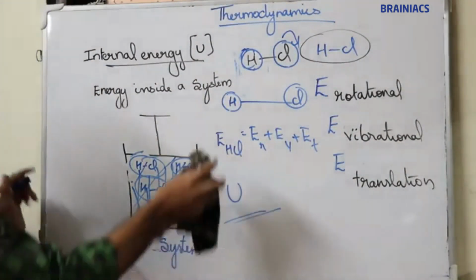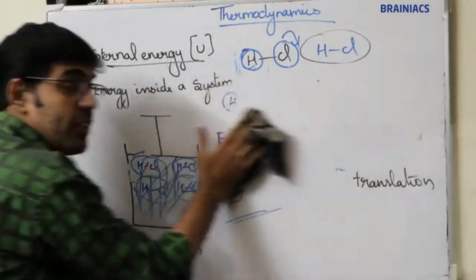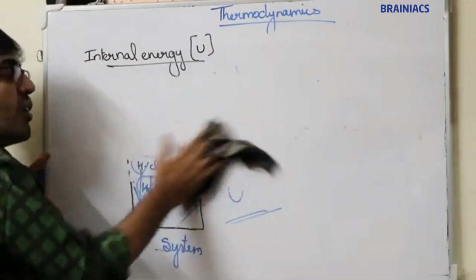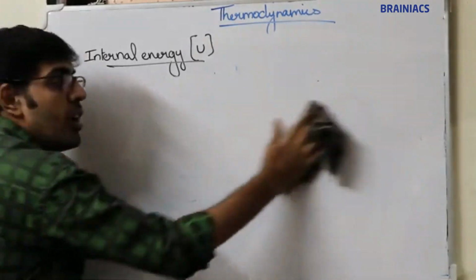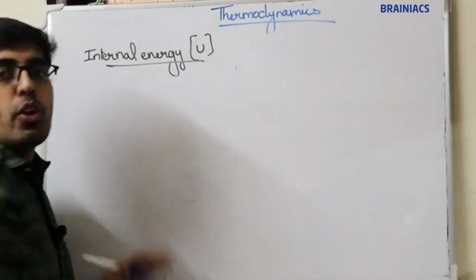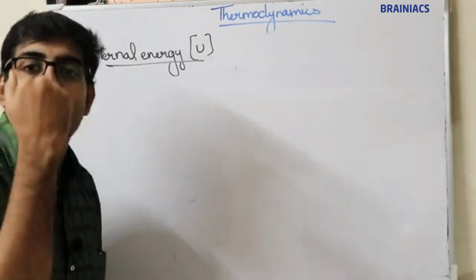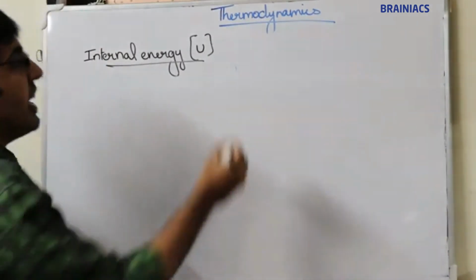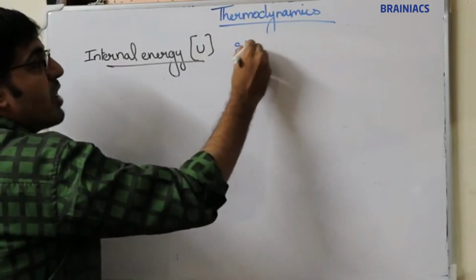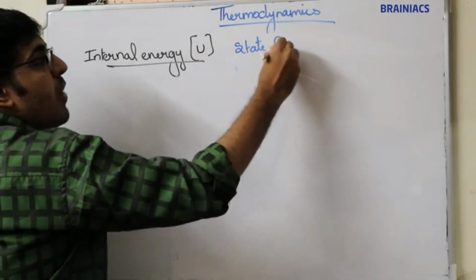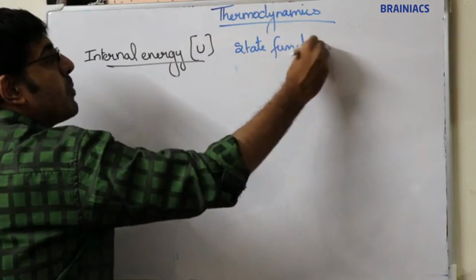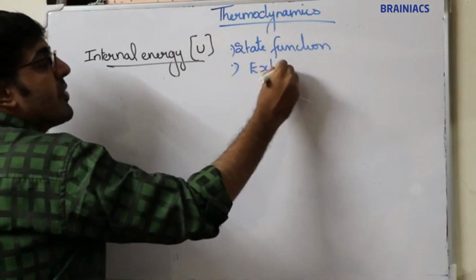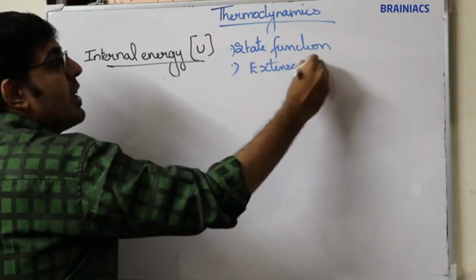Now, internal energy is a state function, which we have already discussed in our introductory topic. What does state function mean? Functions which depend on the initial state and final state, independent of path, are known as state functions. Internal energy is a state function, and it is an extensive property.